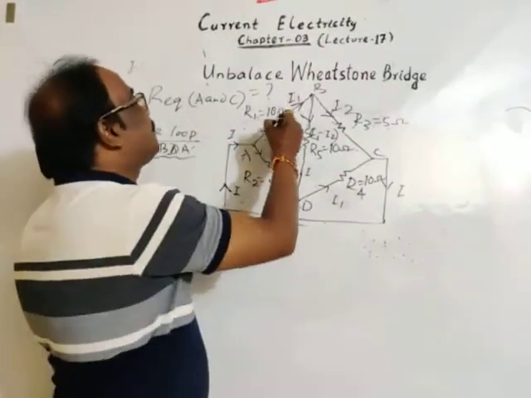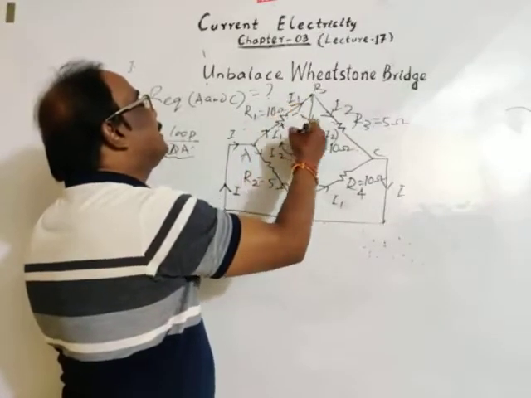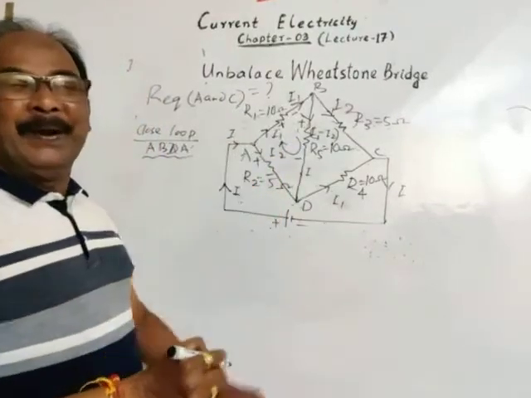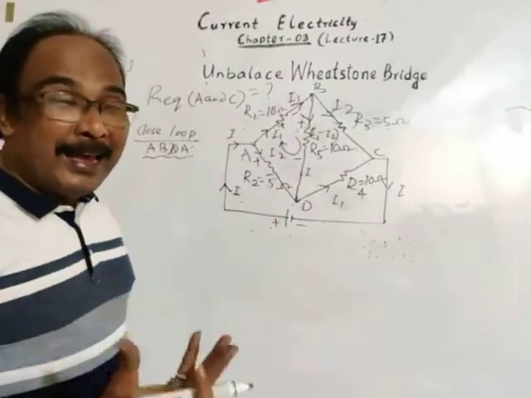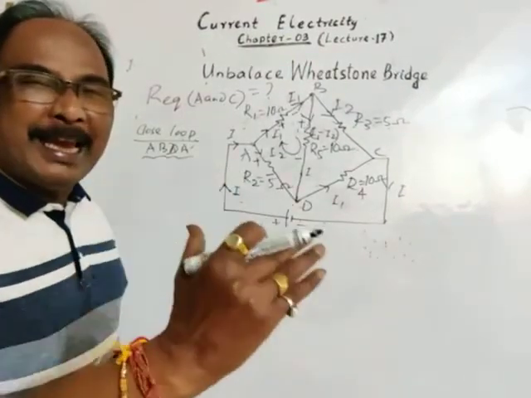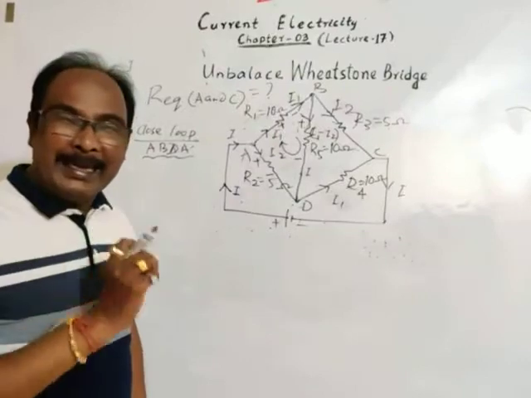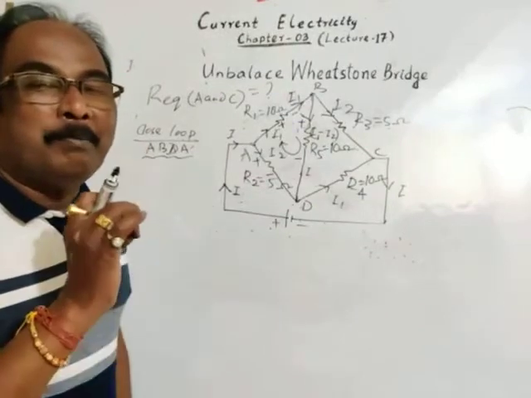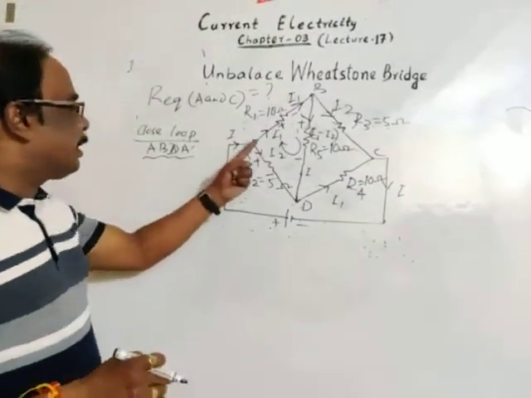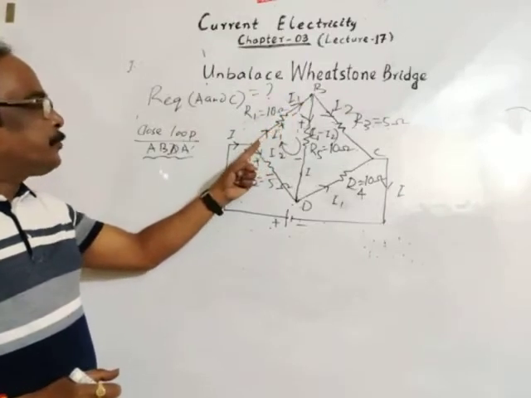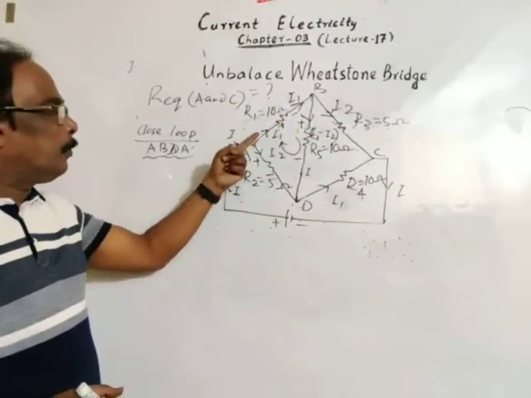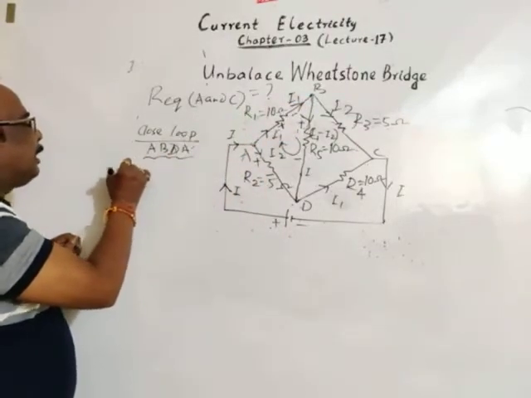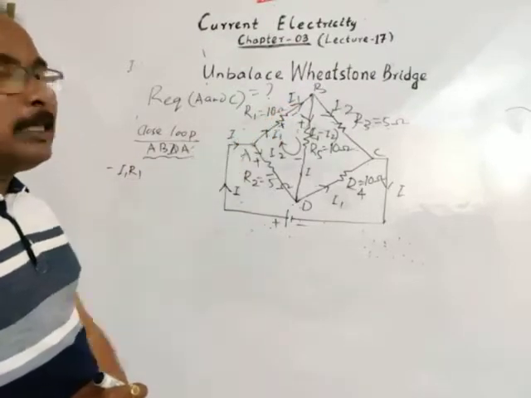See, current flows from high potential to low potential. As per our sign convention, from high potential to low potential we take a negative sign, and from low potential to high potential we take a positive sign. Let's start from A. From A to B we are moving from high potential to low potential, so the equation will be minus I1 R1. Current is I1, resistance is R1.